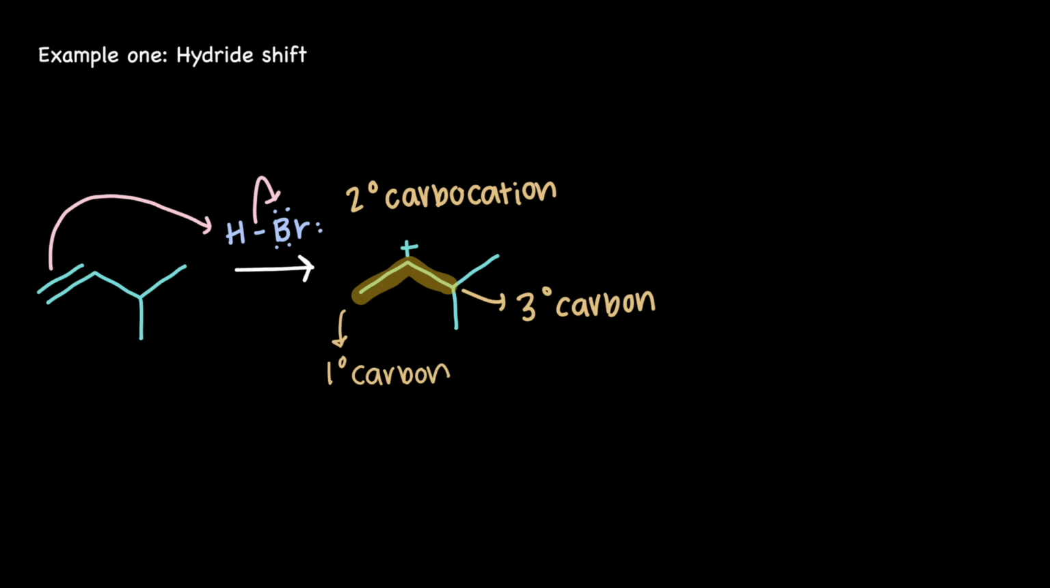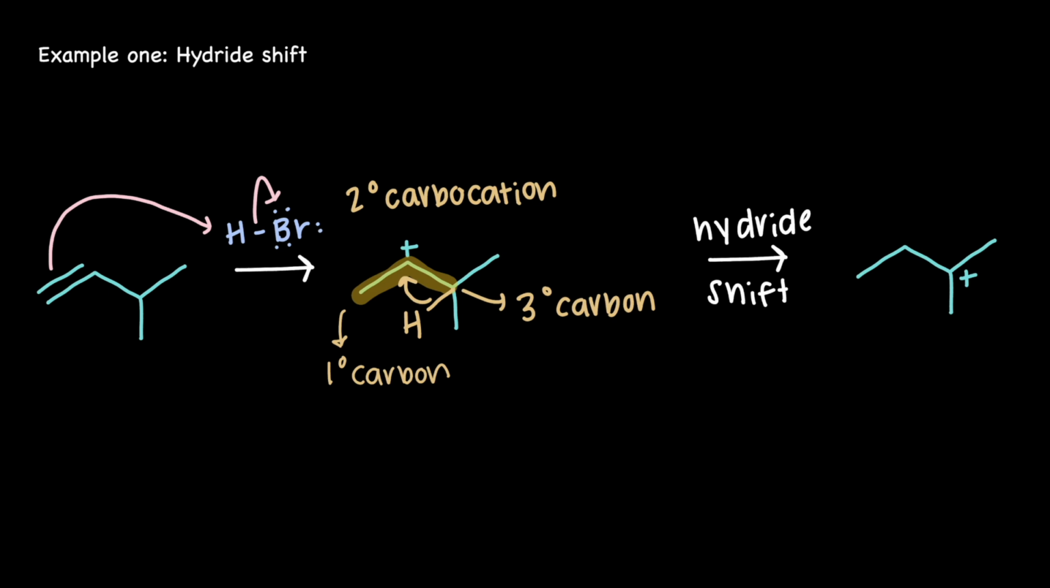We have a more substituted carbon directly adjacent to our carbocation. The tertiary carbon has a hydrogen attached to it, so a hydride shift can occur. A hydride, which is a hydrogen atom with its bonding pair of electrons, shifts from the tertiary carbon onto the carbocation center. As the hydride moves, the positive charge relocates to the carbon that lost the hydride. This creates a new tertiary carbocation.